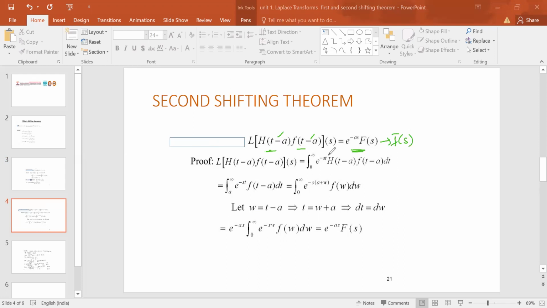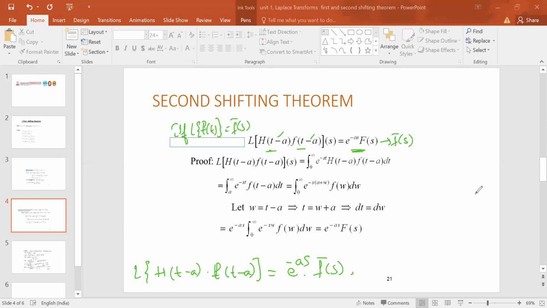Okay. So now what we can write is the definition: Laplace transformation of h of t minus a into f of t minus a is nothing but e power minus as into f bar of s. What does this f bar of s mean? F bar of s is nothing but the Laplace transformation of f of t. If the Laplace transformation of f of t is equal to f bar of s, then the second shifting theorem is defined as like this. Okay, so by using the definition we can derive this output.